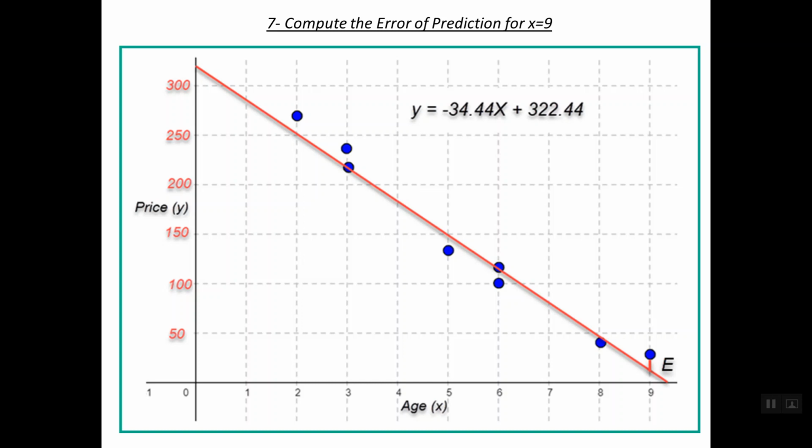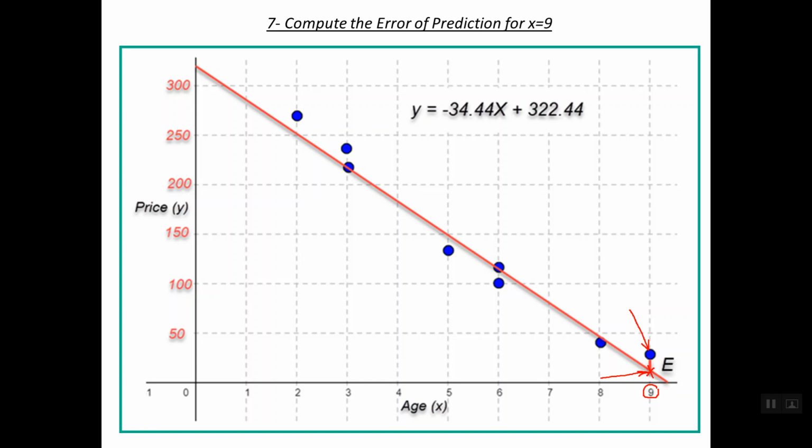Now he asks us to compute the error of prediction for x equal to 9. Here for x equal to 9, actually we have two values of y. The first one is the actual value of y, which is already known from the records in the table. And regarding the second value, we have the predicted value on the regression line. The difference between these two values represents the error of prediction, which is represented by the capital letter E.